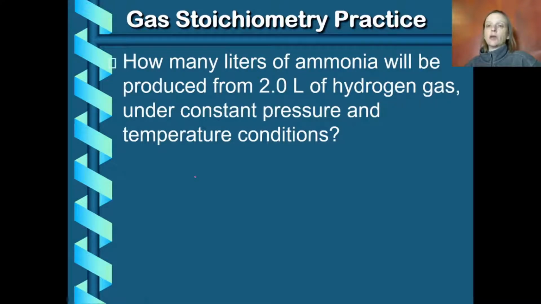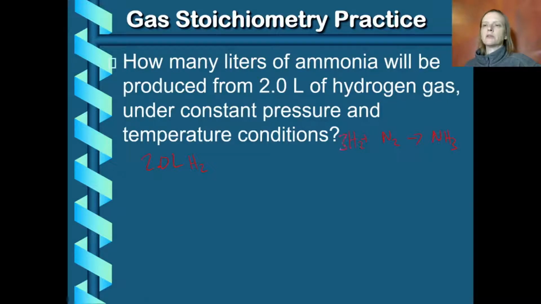So temperature and pressure are not changing. So we just have to worry about the number of moles. And if we're starting with 2.0 liters of hydrogen gas, the first thing I need to do is figure out what my balanced equation is. I'm making ammonia, which is nitrogen trihydride, so NH3, and I'm reacting hydrogen gas and nitrogen gas.